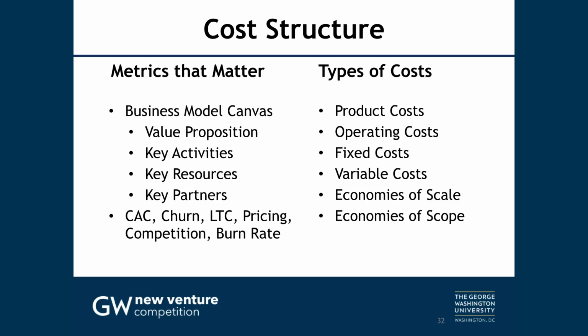So the cost structure should be built around metrics that matter. Here, the metrics that matter are things that are being drawn out of your business model canvas. We're not worried here about office supplies, or how much your pens and things are going to cost, but what's really critical to making your business work. So these are things about delivering your value proposition, your key activities, key resources, and key partners.